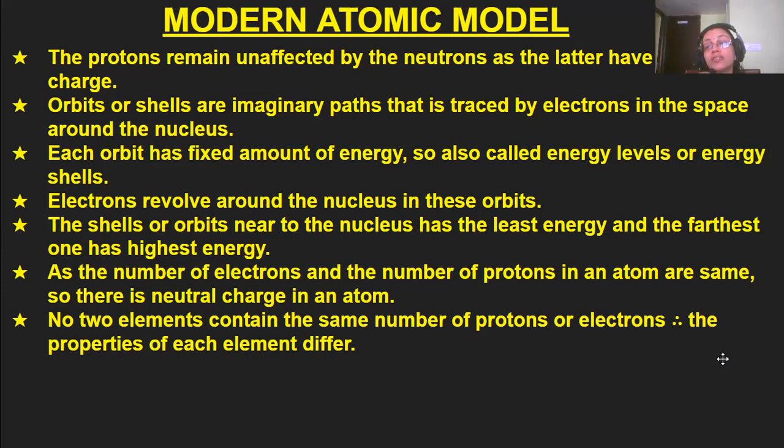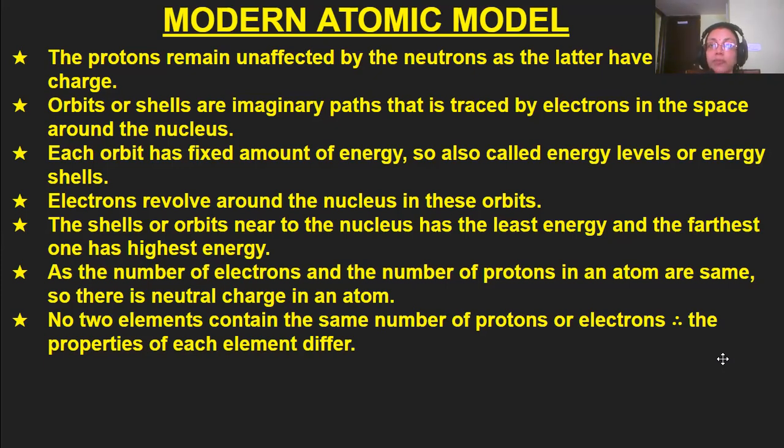As the number of electrons and the number of protons in an atom are the same, there is a neutral charge in an atom. The electrons have negative charge and the protons have positive charge, and the amount of charge is equal, therefore the atom is electrically neutral. Now, no two elements contain the same number of protons or electrons. Therefore, the properties of each element differ.